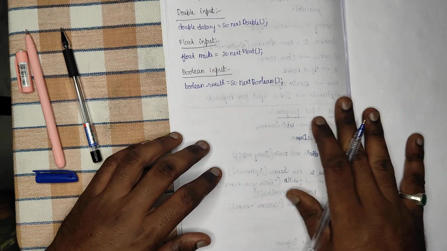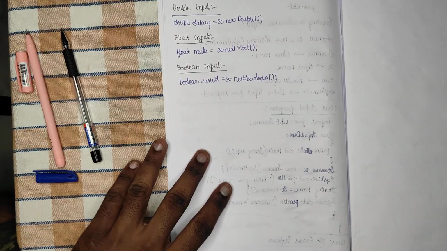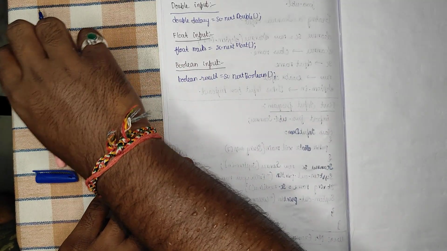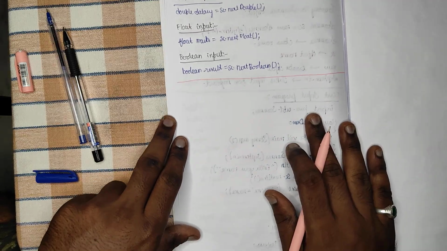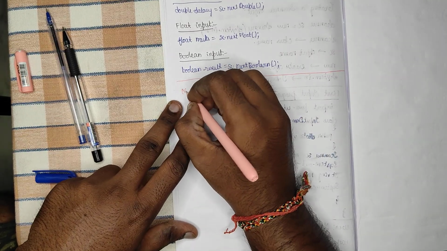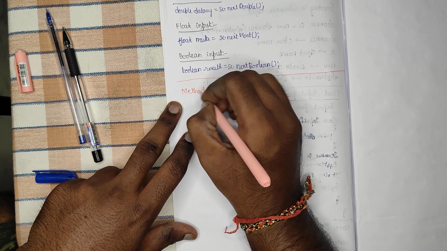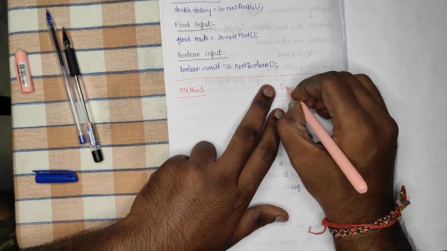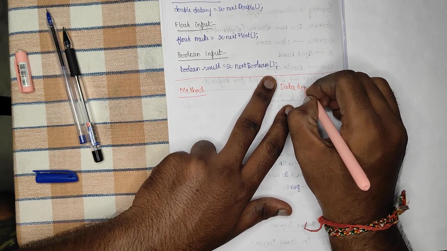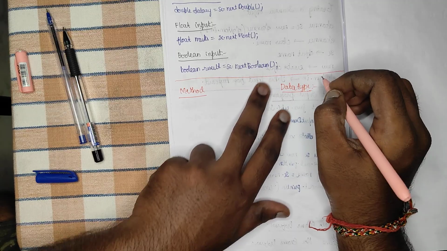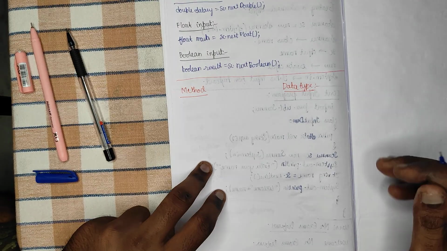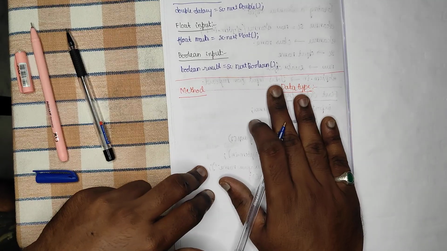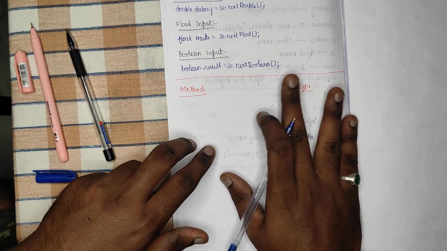So I'm going to give an important table regarding this, a method and data type. So do see that it can give you additional marks. So do remember that: method, data type. This table is very important for your semester examinations.